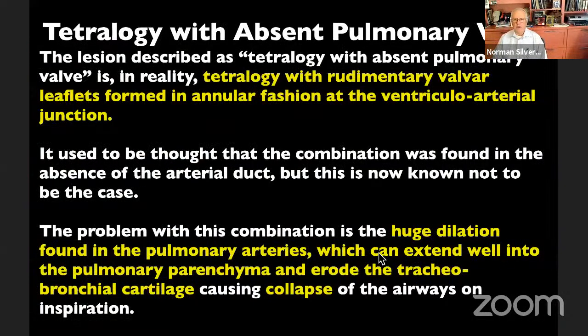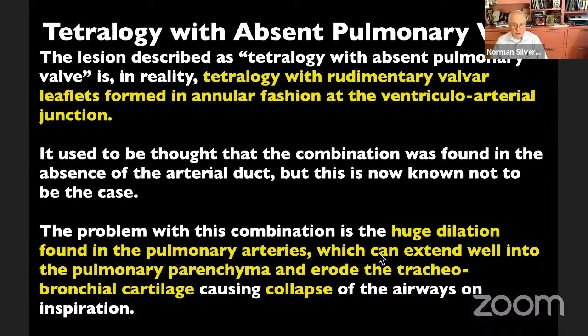Now we're going to talk a little bit about tetralogy with absent pulmonary valve, and this is one of the big misnomers, because the pulmonary valves are not absent. They are merely rudimentary leaflets formed in an annular fashion at the ventricular arterial junction.